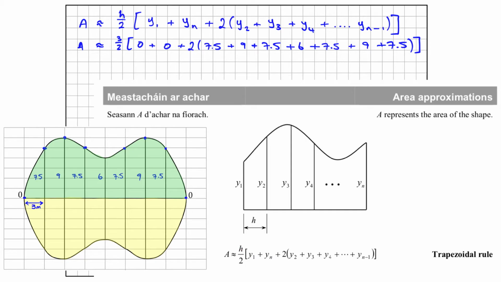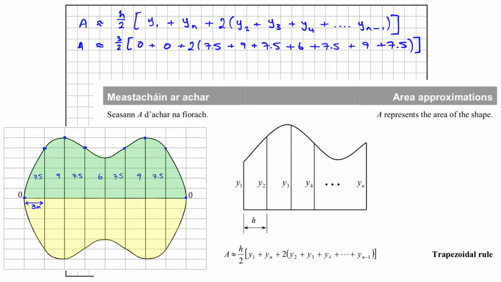We open the big brackets. y1 is the first one, so that's 0. yn is the last one, so yn is 0 as well. Plus 2 times, and then we need to put in y2, y3, y4, y5, y6, y7, and y8. So we're putting in all the terms that come up in the middle there, which are these ones here. We add them all together inside the brackets.